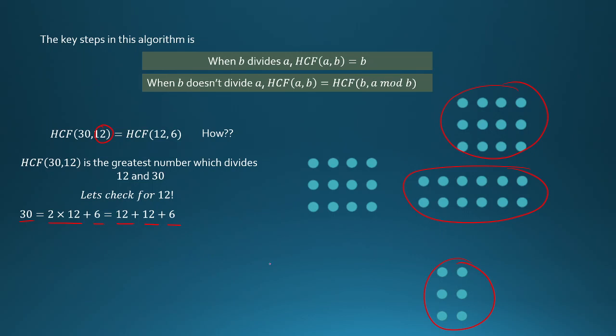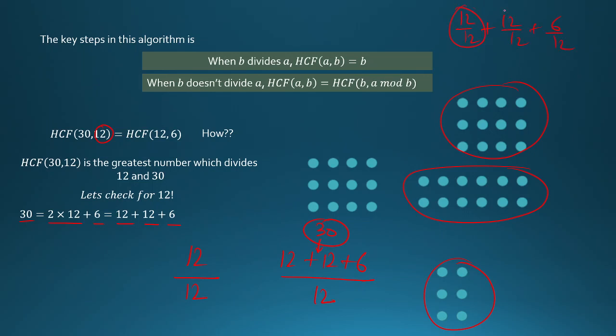So now you are figuring out the HCF of 12 and 12 plus 12 plus 6. You rewrite 30 as 12 plus 12 plus 6. And now you see, you checked for 12. It didn't turn out to be the HCF because 12 will divide 12. But here, if you divide by 12, you will have 12 by 12 plus 12 by 12 plus 6 by 12.